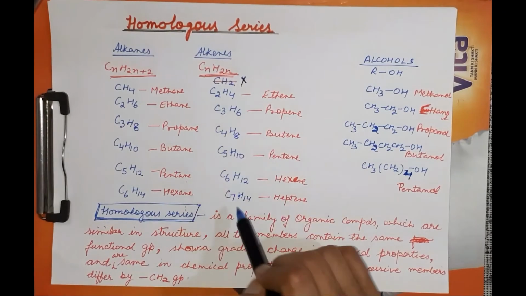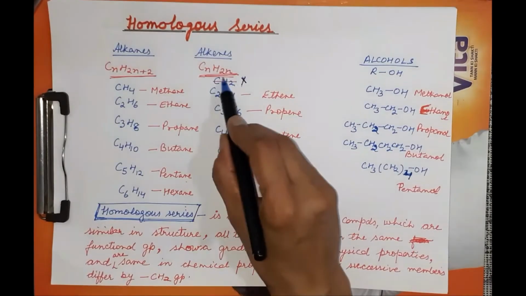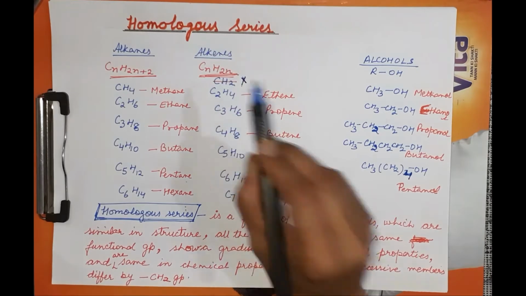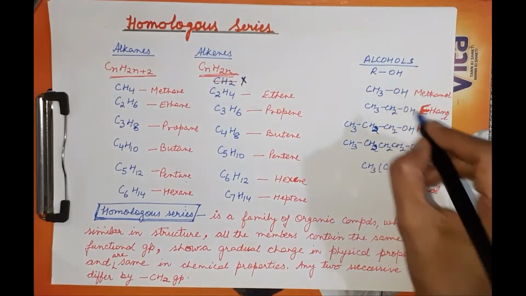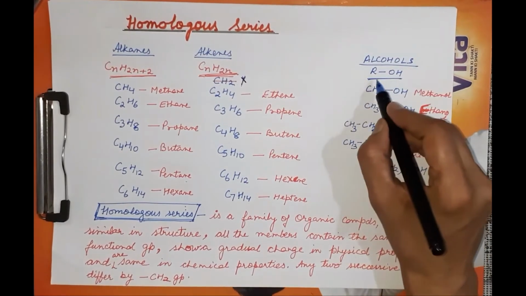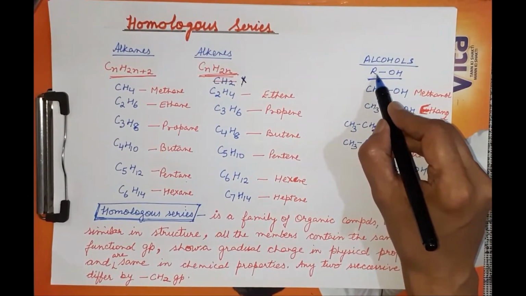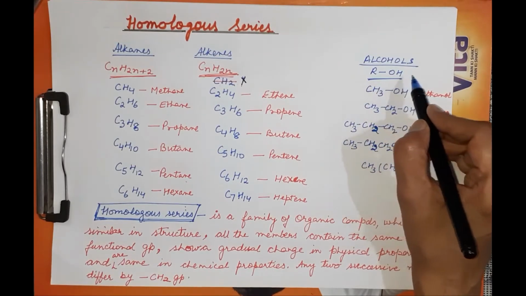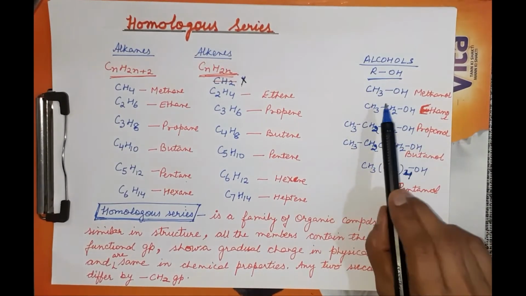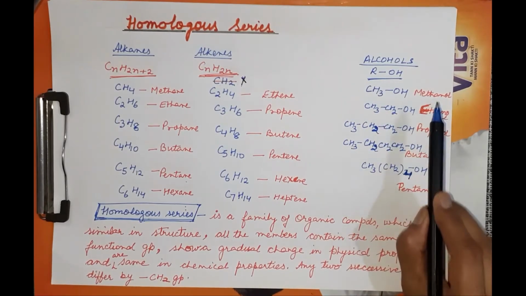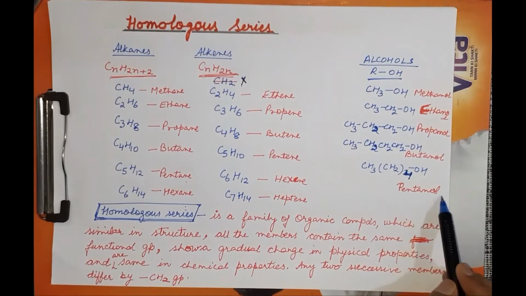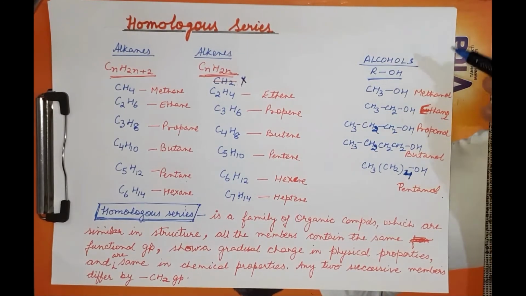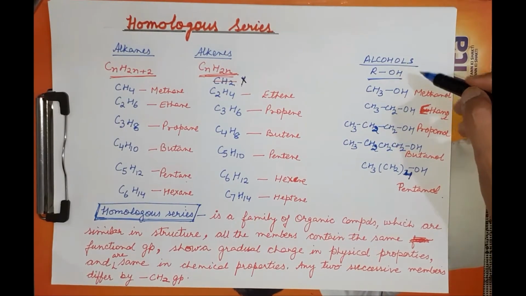All of them in this series have the same general formula. In the same way, next we have the alcohols, and the general formula for alcohols is ROH, where R is the alkyl group and OH is the hydroxyl group. The first member is CH3OH, methanol. In the same way, ethanol, propanol, butanol and pentanol. This is another homologous series, of alcohols.